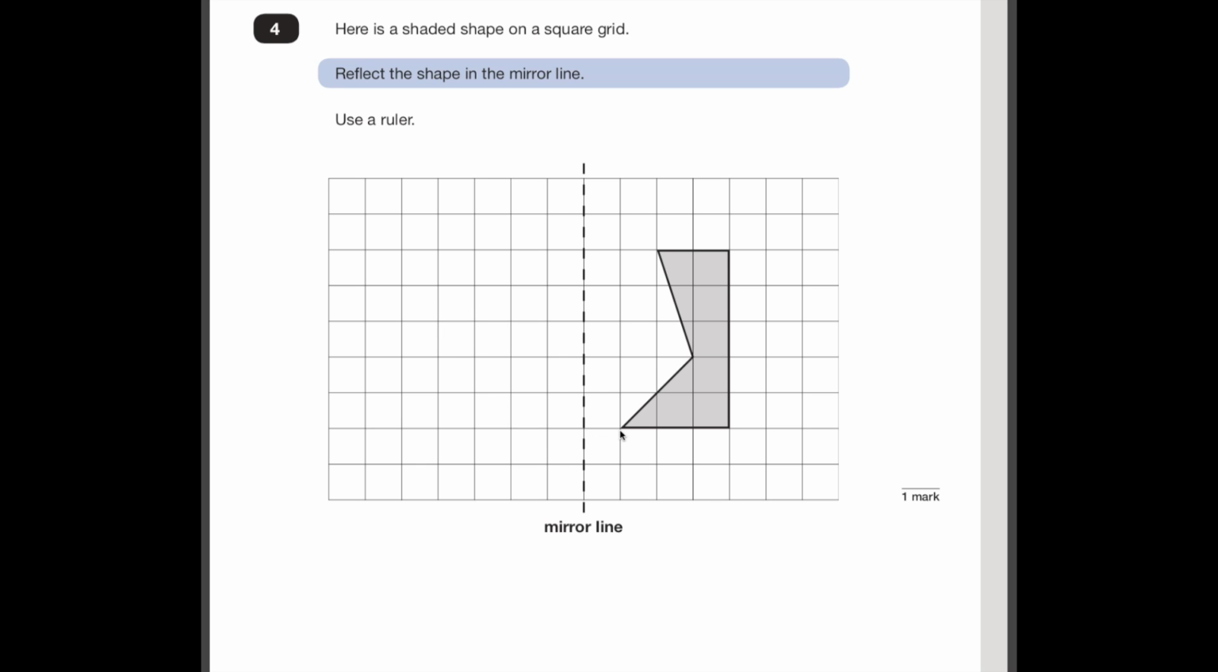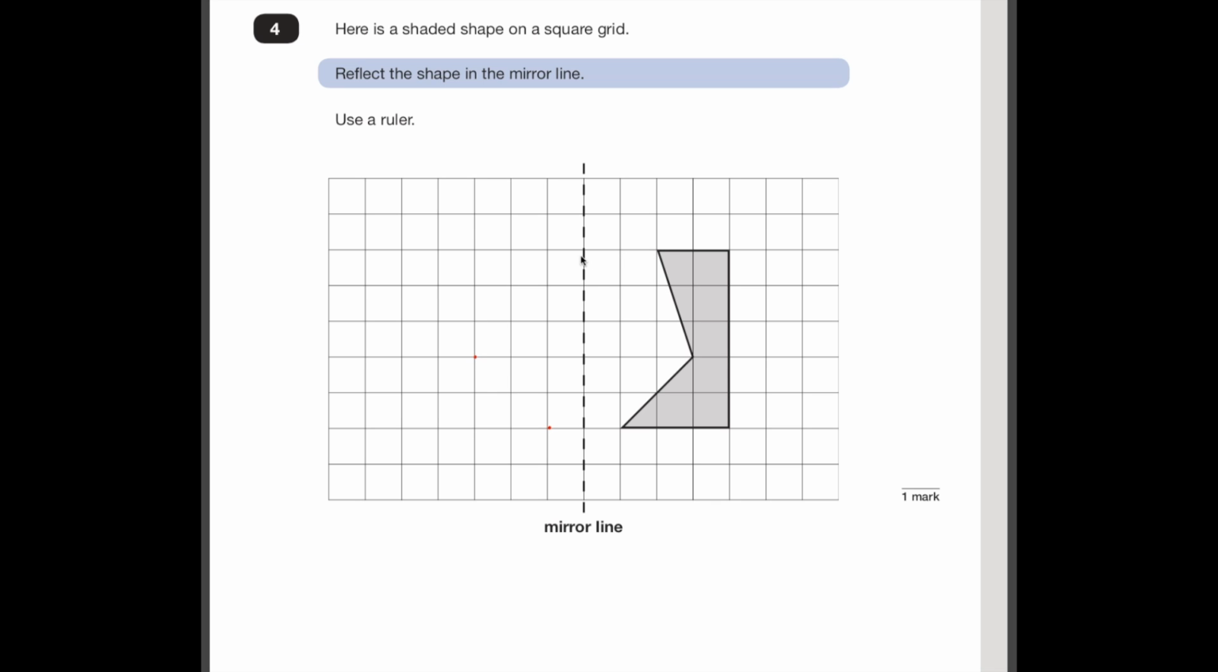So I'd be looking at this one here. That one's 1 away from this line here, so I'll do the same the other way. I'll put a dot there, just so I know. And now I'm looking at this point here. This one's 2 up from our original point, and it's 1, 2, 3 inwards. So we'll go up 2, 1, 2, and then it's 3 from this line. So 1, 2, 3, we'll put that dot in there.